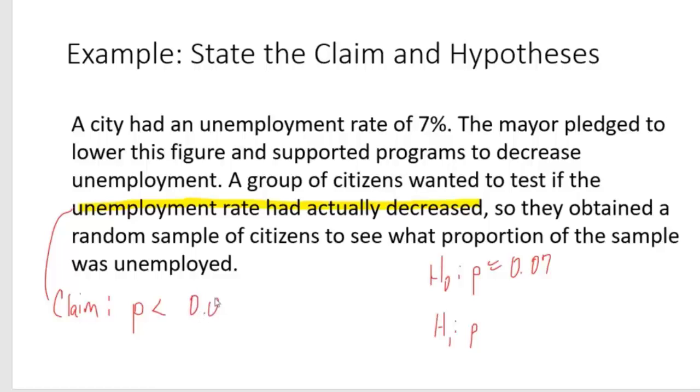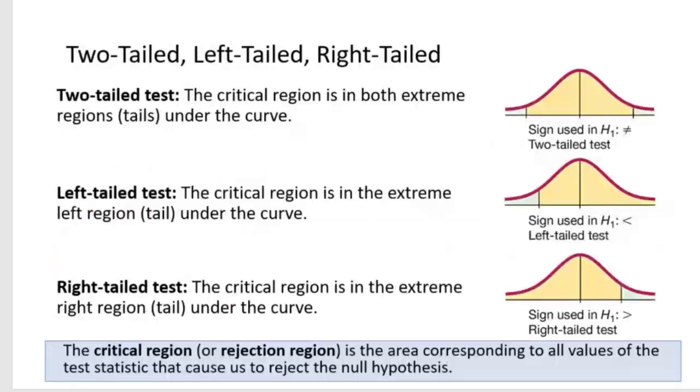So we're going to test to see if it's lower. And that claim then will be our alternative hypothesis. So a little bit different. When we actually get into doing these tests, there's more than one way to do it, but we have a two-tailed test, left-tailed test, and right-tailed test.